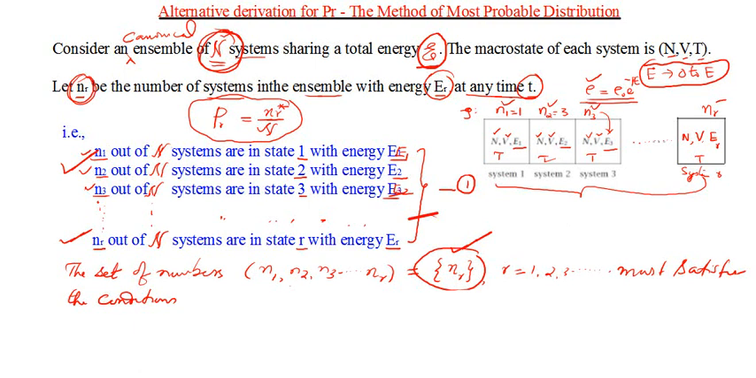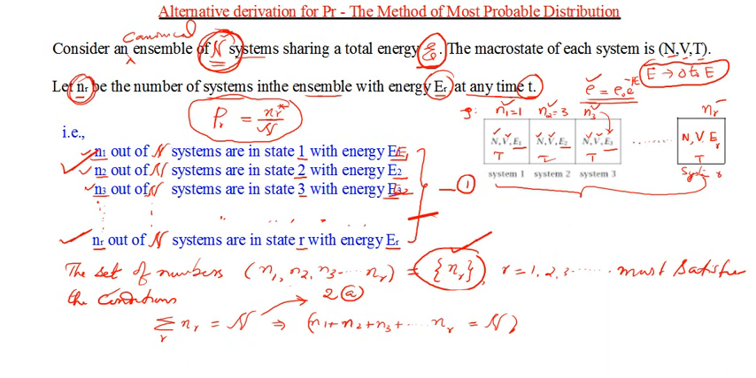That must satisfy certain conditions. What is the condition that should be satisfied by the set of numbers nr? As per our assumption, n1, n2, n3, etc. up to nr are from the total number of systems in the ensemble. So the first condition is that the sum over r of nr should be equal to the total number of systems in the ensemble, 𝒩. I am using the curly letter N, which denotes the total number of systems in the ensemble. What does it mean? It means that n1 plus n2 plus n3, etc. up to nr, suppose there are r states, should be equal to the total number of systems in the ensemble. That is the only meaning of that, and it is correct as per equation number 1. This condition is acting like a constraint, and I am calling it 2a.